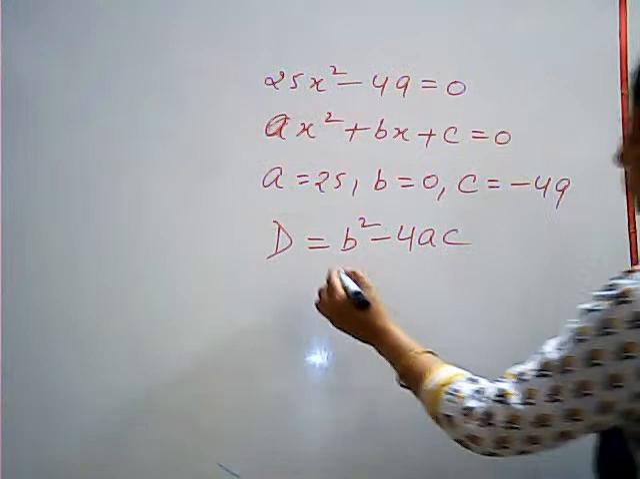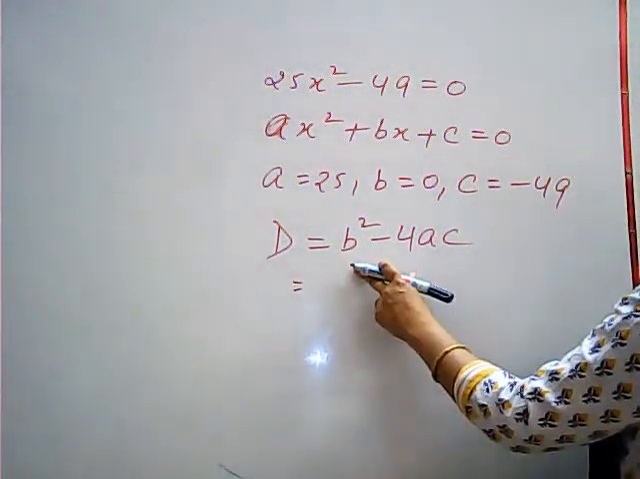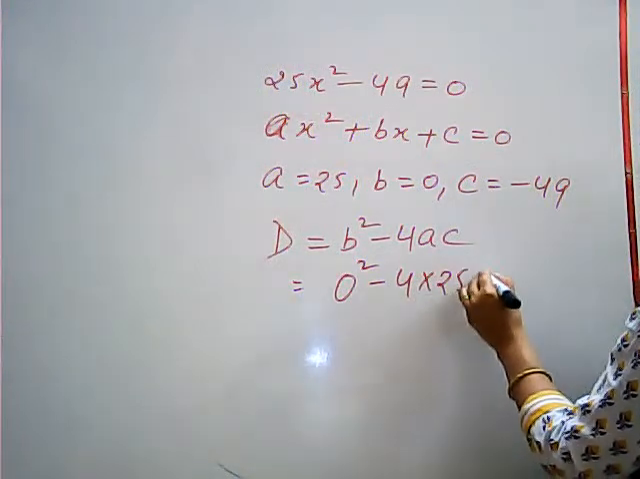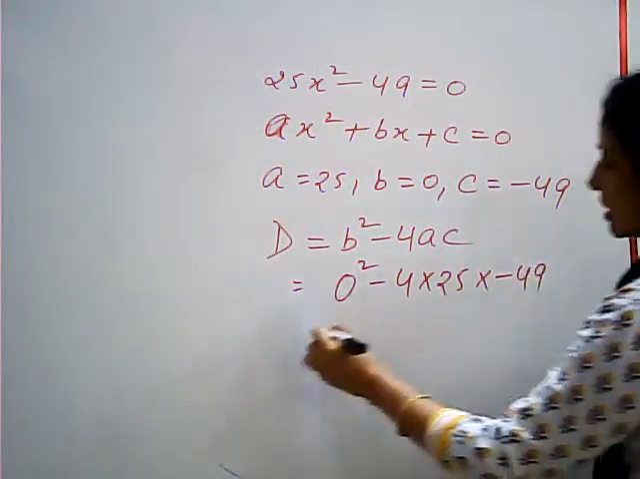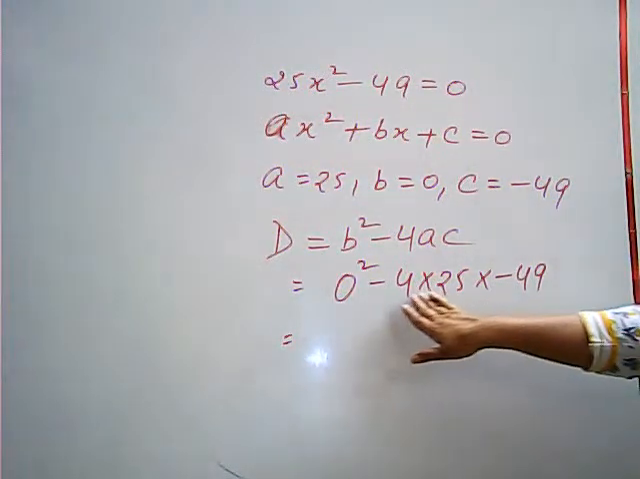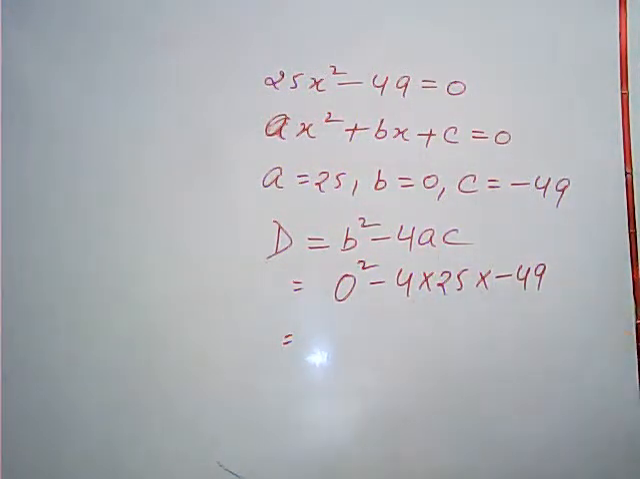Okay, so D is 0 minus 4 multiplied by 25 multiplied by minus 49. So what is the answer after multiplying? Please tell me. 25 multiplied by 4 multiplied by 49. 25 multiplied by 4 is equal to 100, and 100 multiplied by 49. So what is the answer?